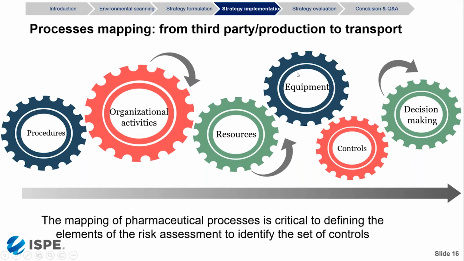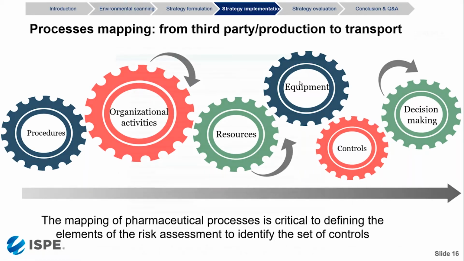Equipment: the design of the equipment, how the equipment is used. So you will have to do a risk assessment on contamination of the equipment, the different controls and the different decision mapping. Why is mapping the process critical? Because it will help you identify the elements of your risk assessment and also develop good process knowledge. It's only by mapping the process that you will develop adequate process knowledge and be able to take the right decision based on your product and not just based on what the regulation is saying.